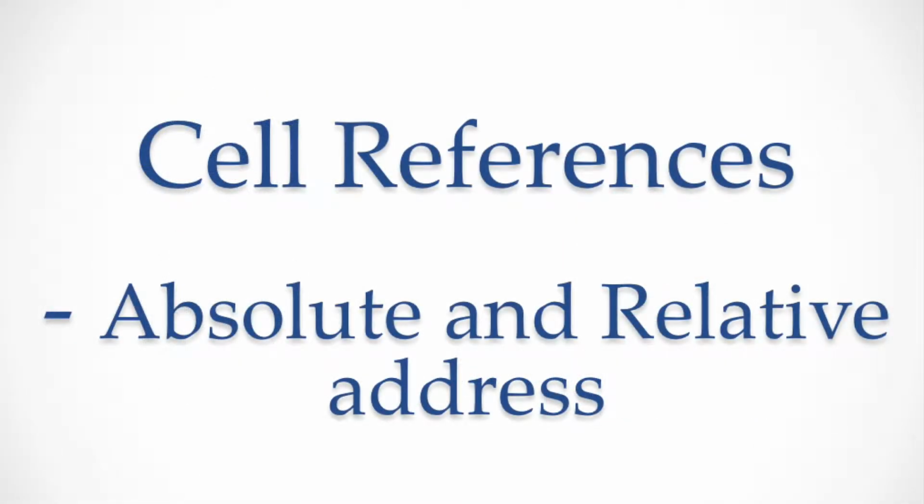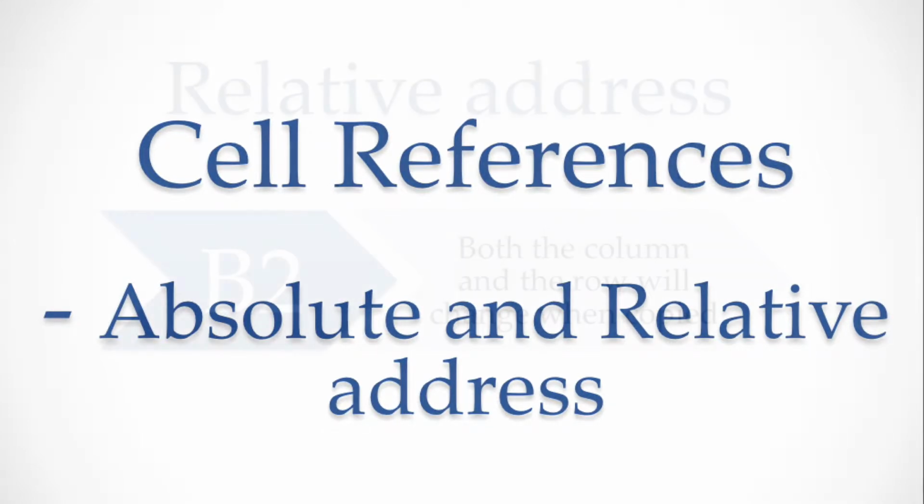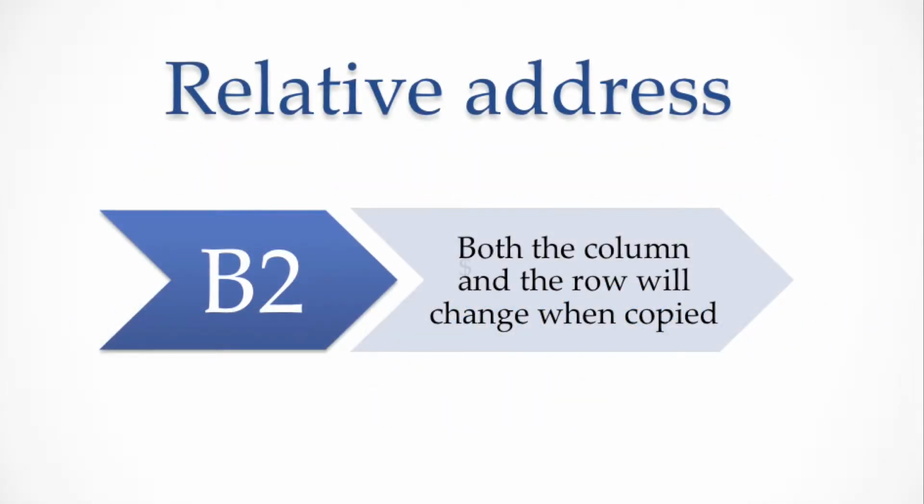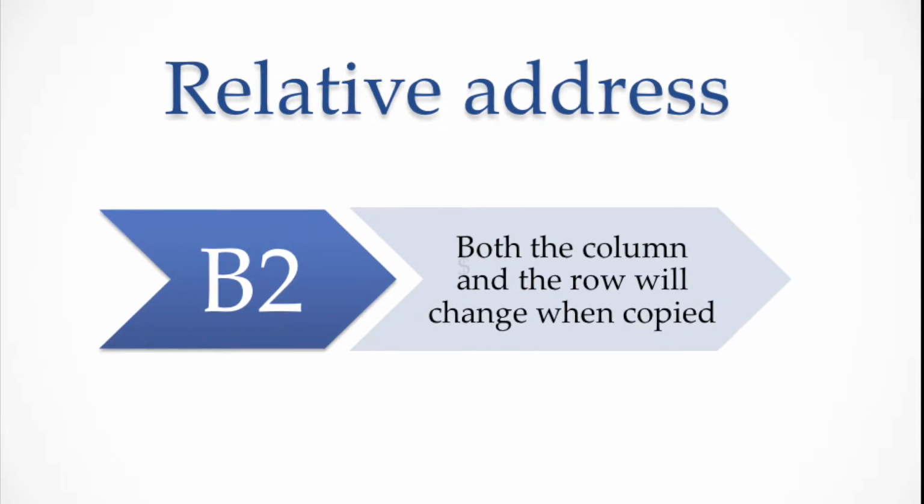In this video, I'm going to talk about cell reference in Excel. There are two main addresses that are most often used: absolute address and relative address. The difference between them is that they act differently when being copied in cells. Relative address is usually the one that is being used the most when working with formulas. Both the column and the row will change when copied.